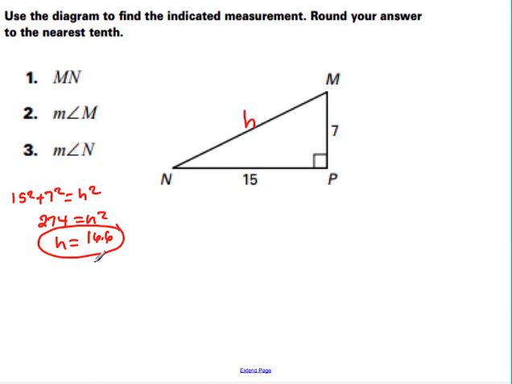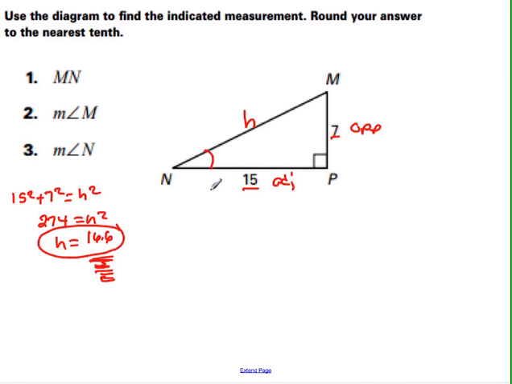16.6. This is a rounded number, so what I want to do is try to avoid using this number at all costs. If I can just use the numbers that are given to me, it'll be a lot more effective. I will not be introducing error or rounding into my problem, so I'll be able to get some much more exact answers. If I was trying to find n, from n, this is the opposite side, this is the adjacent side.